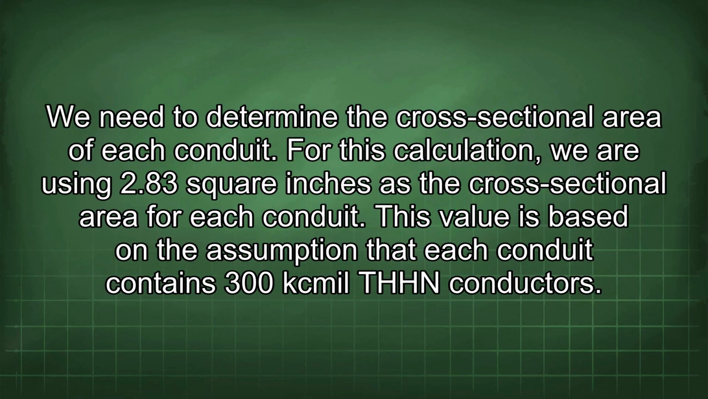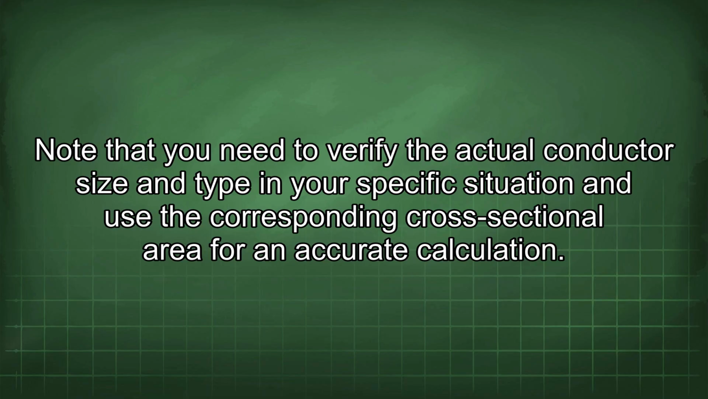We need to determine the cross-sectional area of each conduit. For this calculation, we are using 2.83 square inches as the cross-sectional area for each conduit. This value is based on the assumption that each conduit contains 300 kcmil THHN conductors. Note that you need to verify the actual conductor size and type in your specific situation and use the corresponding cross-sectional area for an accurate calculation.